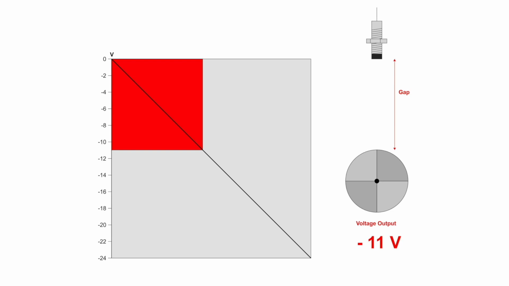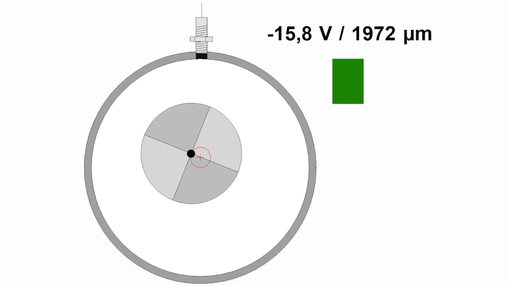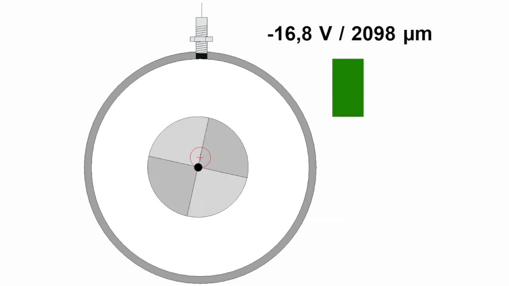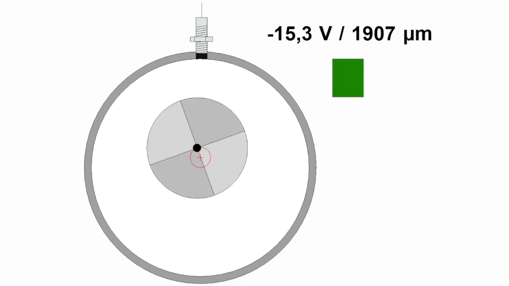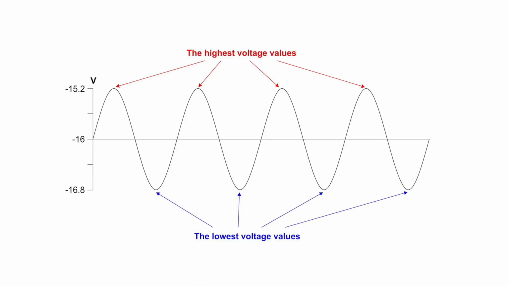Now the shaft begins to rotate. The distance between shaft and sensor is changing in time. Output voltage is of course changing too. Looking on the signal, we can see the highest and lowest voltage values. Now we switch the view to the gap values.